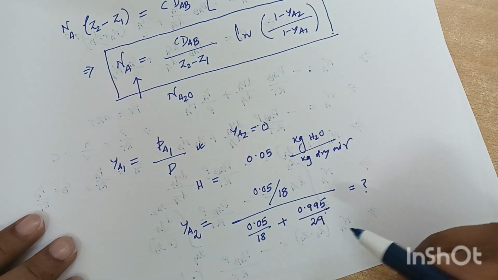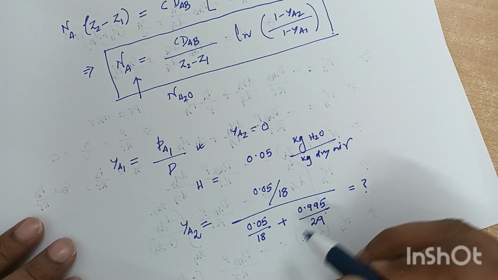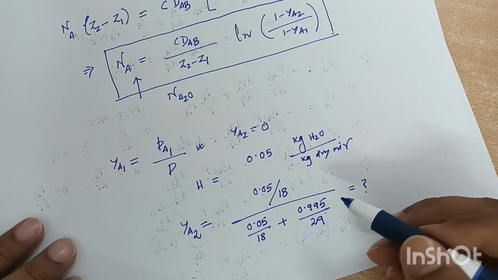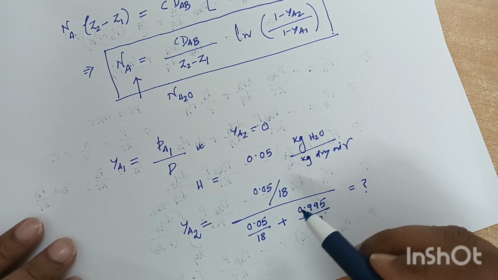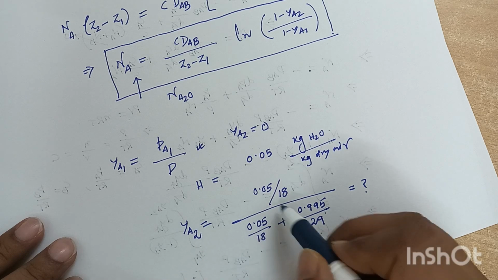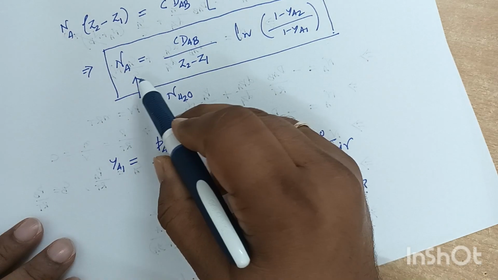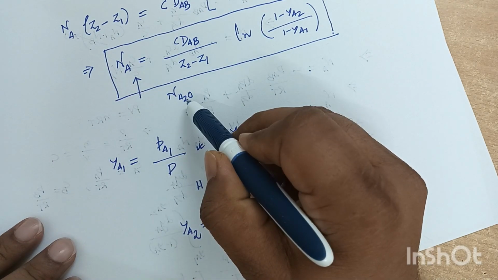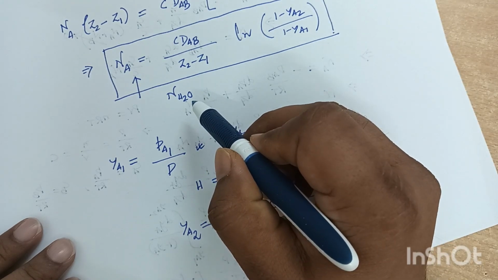So whenever absolute humidity of air is mentioned or humidity of air is given, you have to be careful enough to find out the corresponding mole fraction using the approach I have shown, and you can find out the value of the flux of water vapor in air.